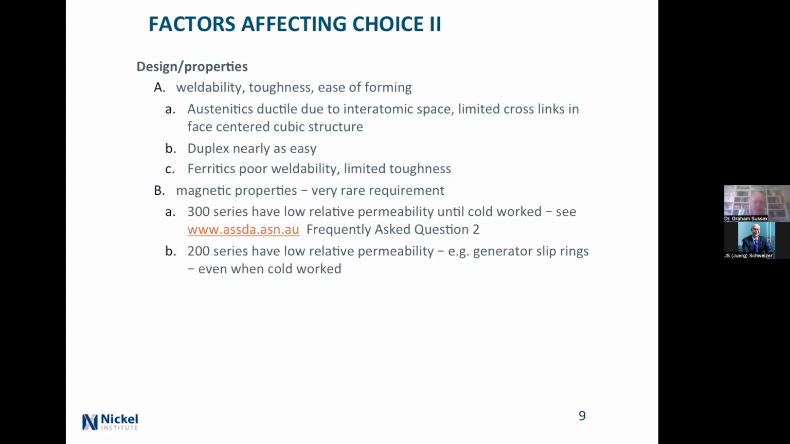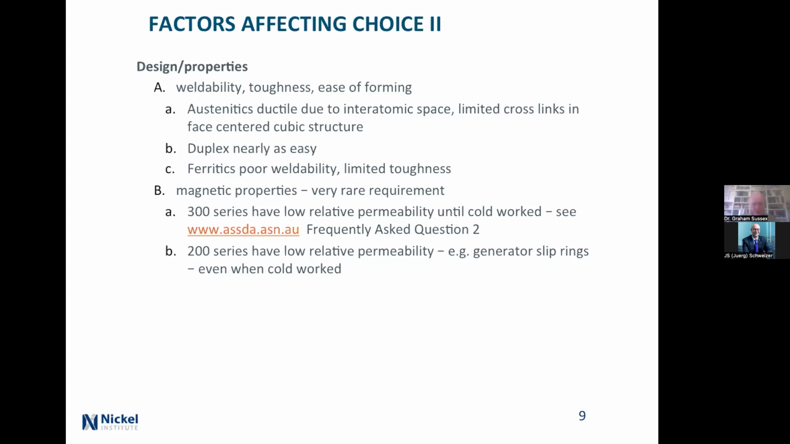Magnetic properties are pretty rare as a requirement, but if you are going that way, then the 300 series have low relative permeability, which is basically how they react to magnets, unless you cold work them. So if you bend a piece of 304, you'll find that it will be slightly attracted to a magnet around the worst of the bend. There's a frequently asked question on the ASDA website, which is listed there.